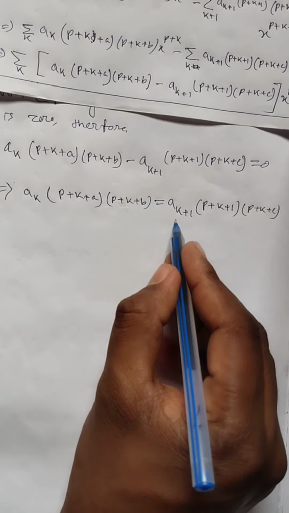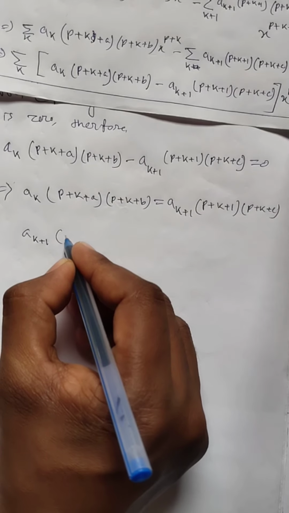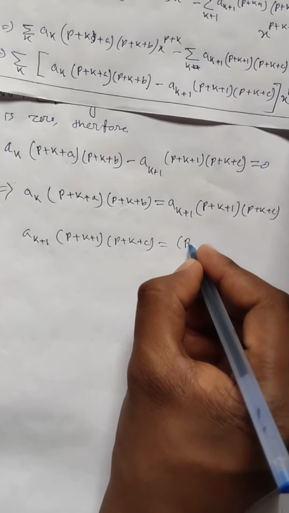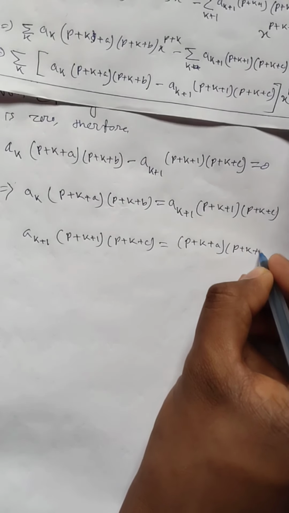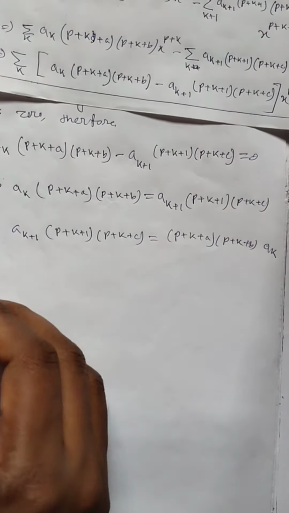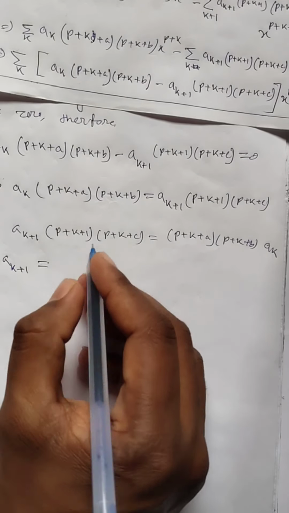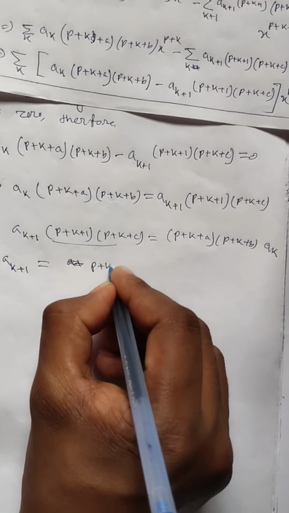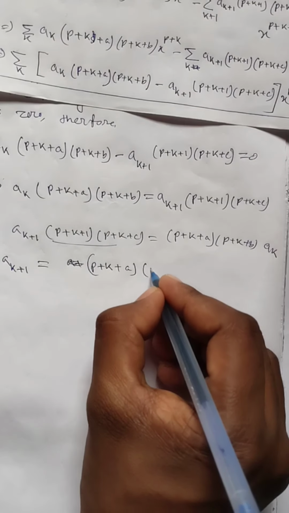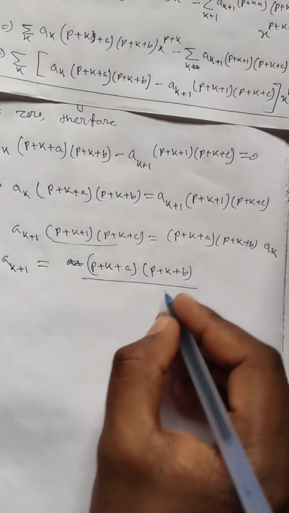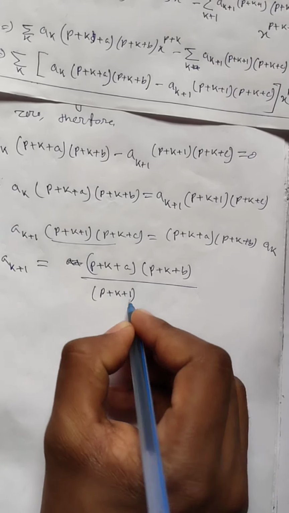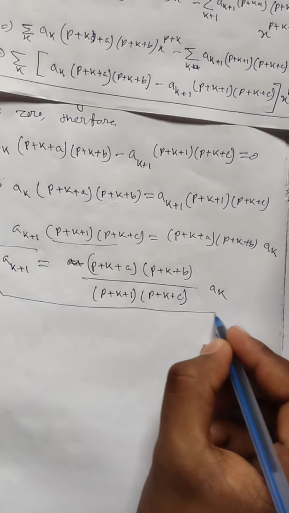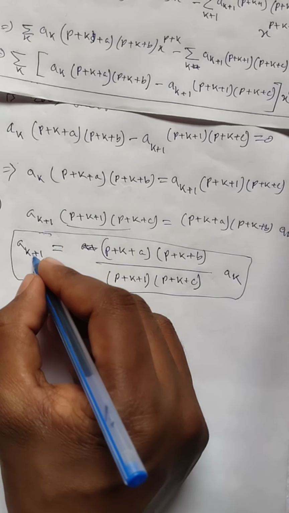Therefore we can write a_(k+1) into (p+k+1)(p+k+c) equals (p+k+a)(p+k+b) a_k. Therefore a_(k+1) is equal to, this term will be divided, (p+k+a)(p+k+b) divided by (p+k+1)(p+k+c), and here a_k. We get one equation of a_(k+1) and a_k.